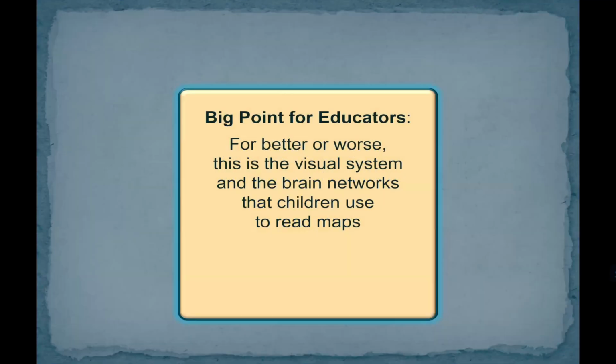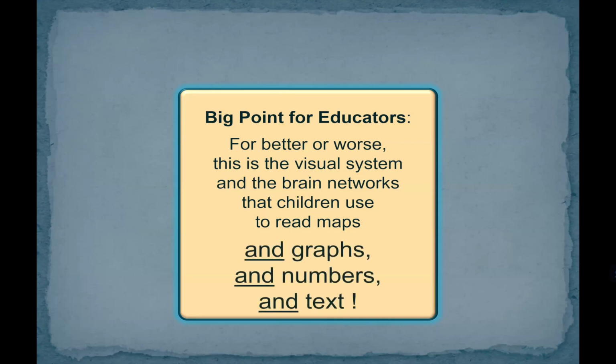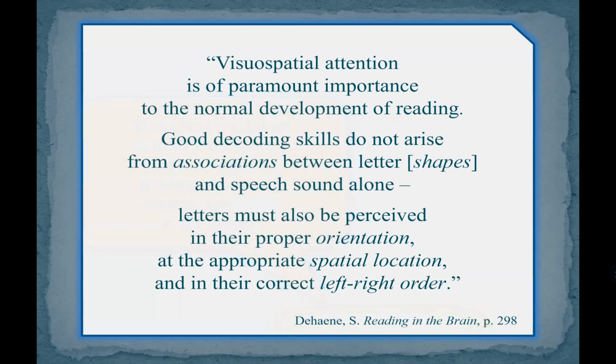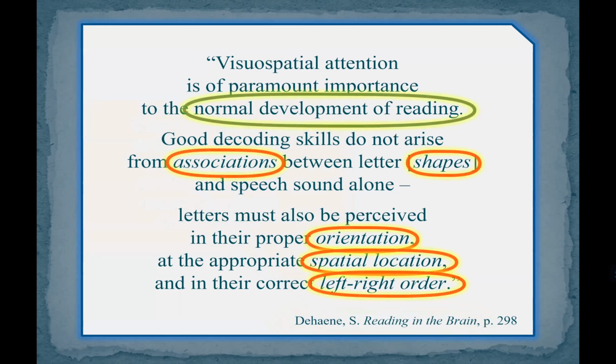The big point for educators is, better or worse, this is the visual system and the brain networks that children use to read maps and graphs and numbers and text. What do you mean by text? Here's a quotation from the director of the largest reading and math neuroscience lab in the world. And he says, visual spatial attention is of paramount importance in normal development of reading.